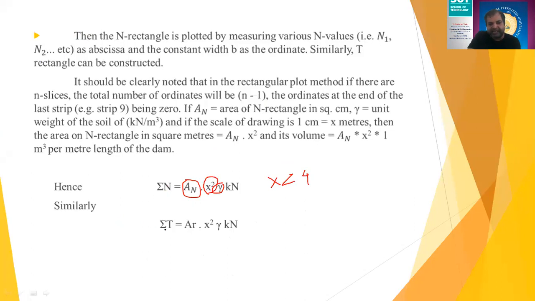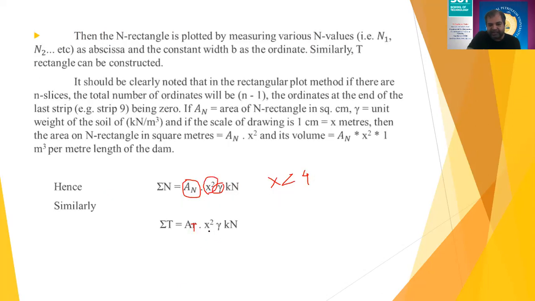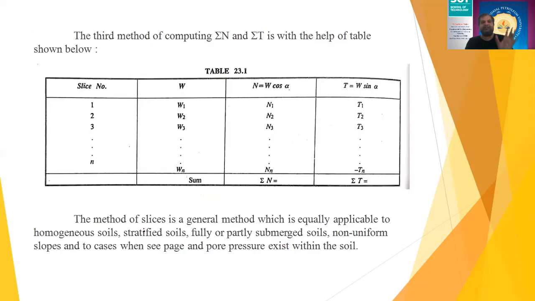Similarly for sigma t, this is nothing but t, this is at, that is the area of what you have calculated from here, multiplied by the scale square, right? Since it is a rectangle, multiplied by the density, you will get the value of sigma t. So this way you can calculate the value of sigma n and sigma t. This is the final method I am supposed to explain here. This is probably the easiest method, that is what I understand.